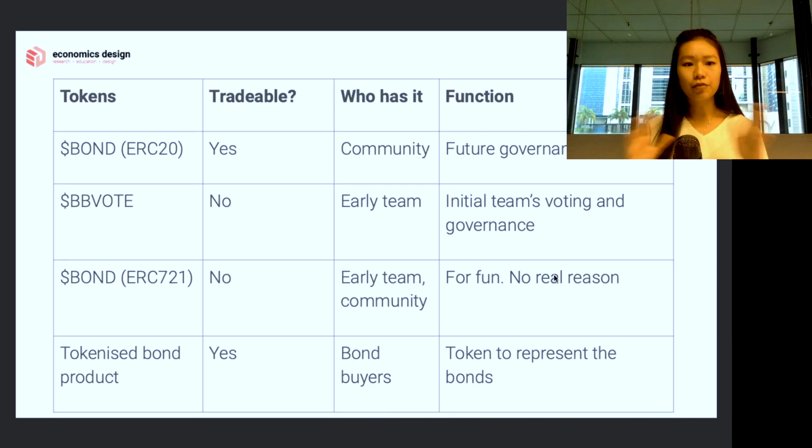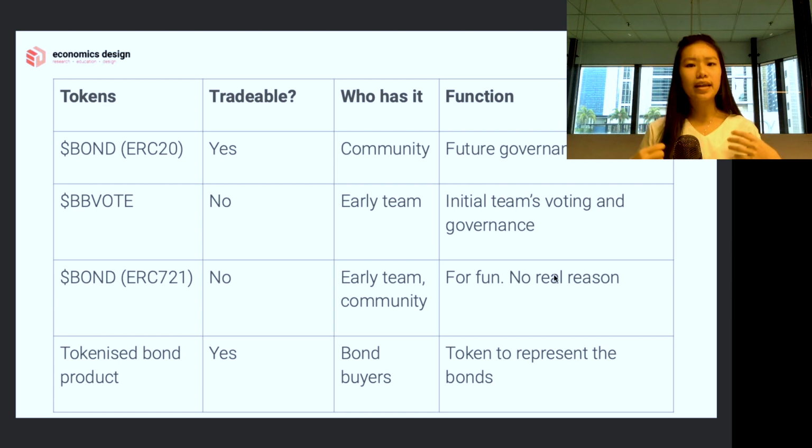So what are the differences between the tokens? Are they tradable? Who uses them? What are the different functions? The bond token, which is an ERC20 token, is tradable and you can get it on Uniswap and all these other decentralized exchanges. And it's given to the community members.